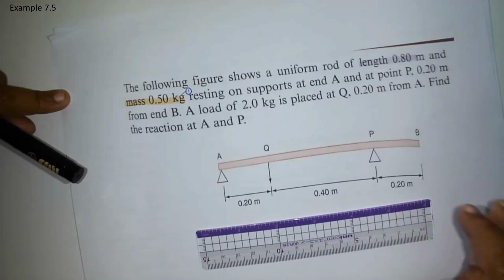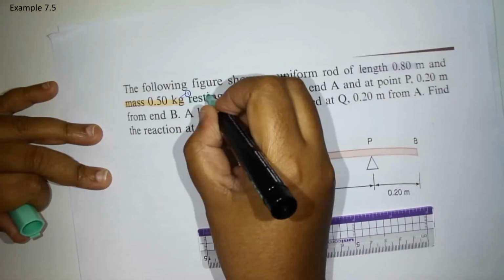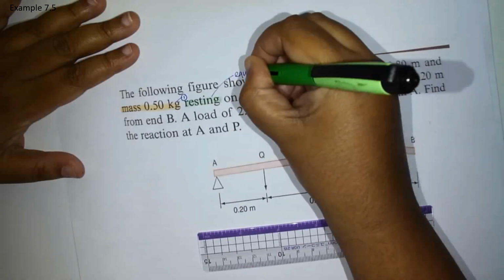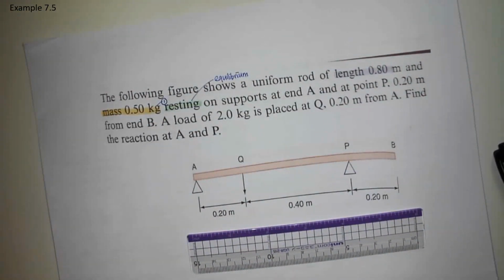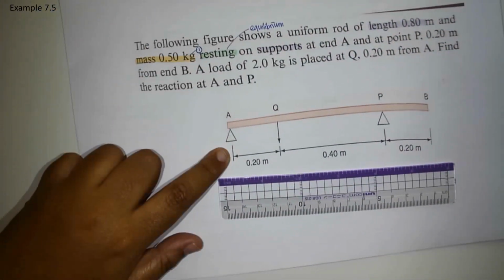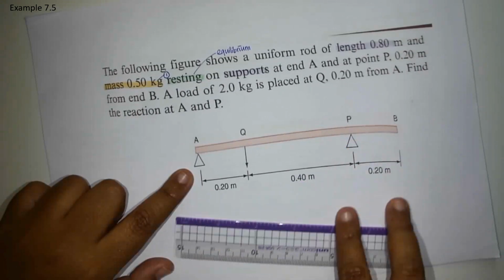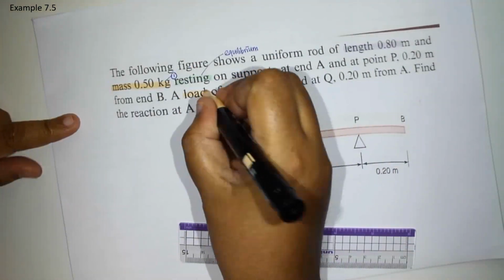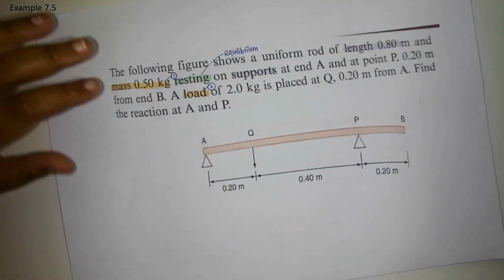Another keyword is resting. Resting tells us that it is in equilibrium. Another word there, on support: support at A and at a point P, 0.20 meter from B. A load, that means we have another mass, mass number 2, of 2 kg, is placed at Q.